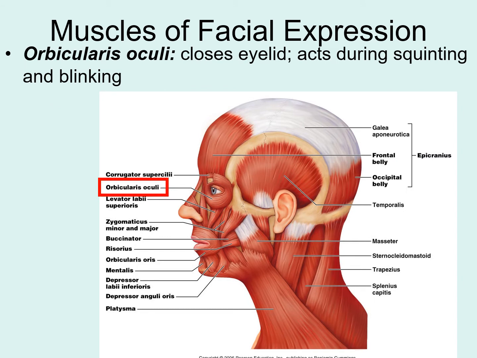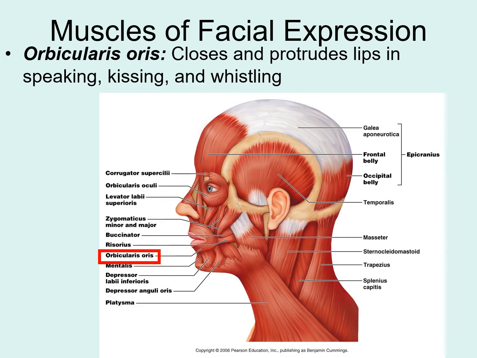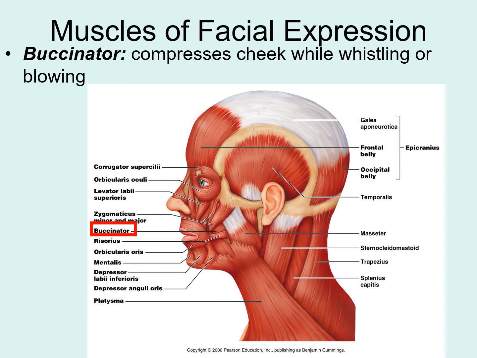Orbicularis oculi. Oculi, remember, refers to eye. And so this is going to help close the eyelid. When you're squinting, when you're blinking, this is the muscle that's going to be involved. Orbicularis oris is now going to be referring to the mouth. It's closing and protruding the lips when you're speaking, kissing, whistling, any of that type of movement.